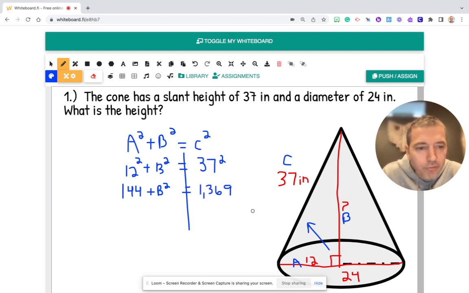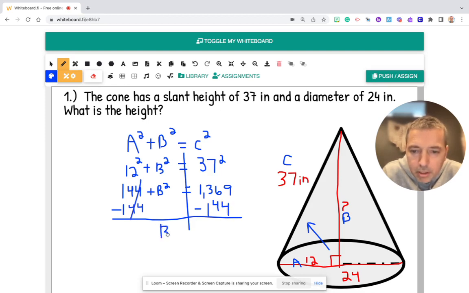So again, I got to solve for B, so I got to get B by itself. So I got to get rid of that positive 144 on the left side. I'm going to subtract it. Whatever I do to one side, got to do to the other. So I'm going to subtract 144 from both sides. This canceled out. I'm left with B squared equals 1,225.